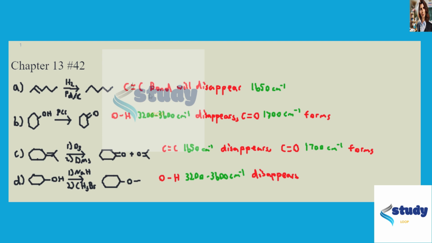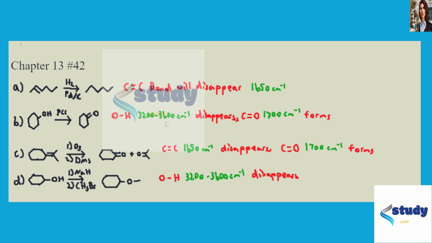So for A, we'll see the carbon-carbon double bond disappear. So remember that should show at about 1650 wave number, but we won't see anything new form, right? Because the starting material has sp3 carbon-hydrogen bonds, and it has carbon-carbon single bonds, and the product has those same bonds. So we're not going to see anything new form, but we should see the peak at 1650 disappear.